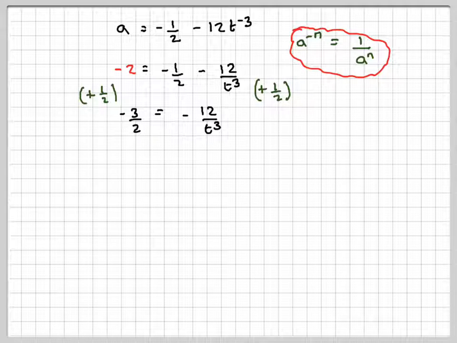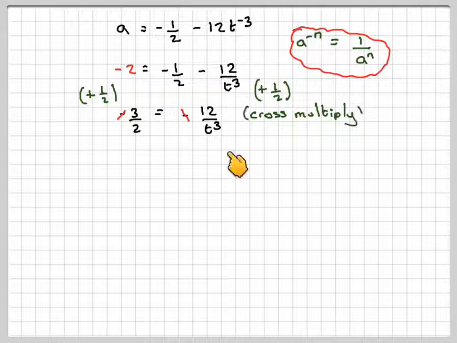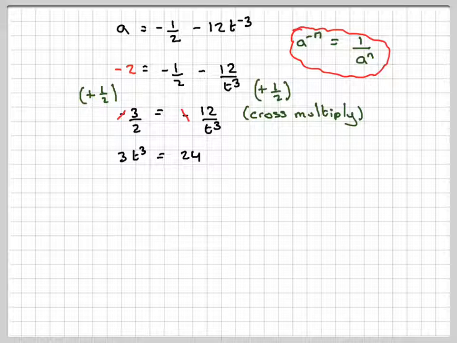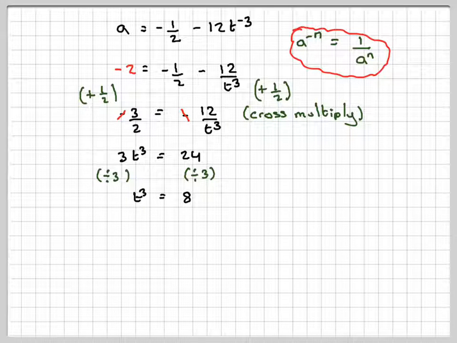The minus signs will now cancel out. And now we will cross multiply, so we're going to get 3t cubed is equal to 2 times 12, which is 24. And now divide both sides by 3. We're going to get that t cubed is equal to 8. In order to find t, we take the cube root. The cube root of 8 is 2 seconds.